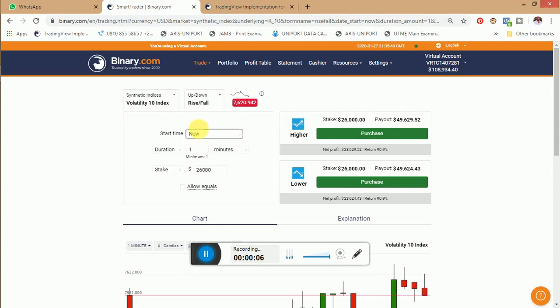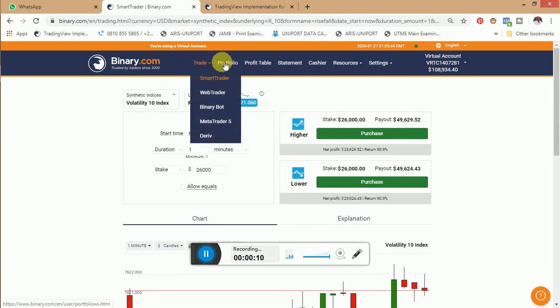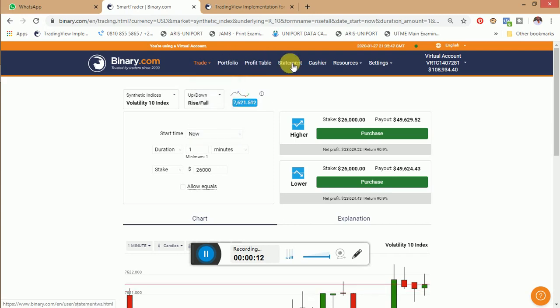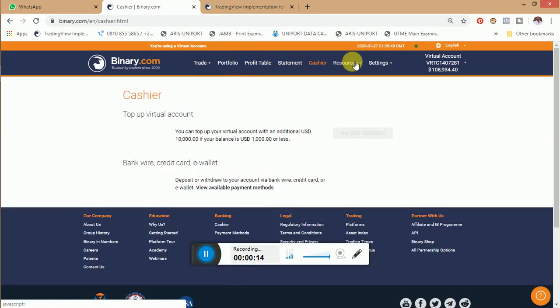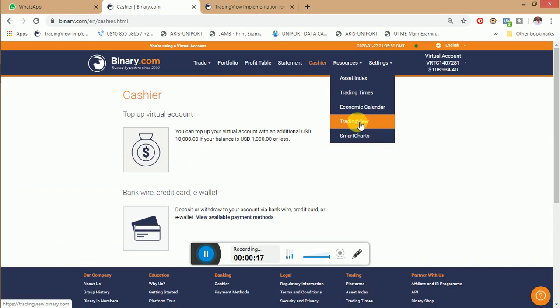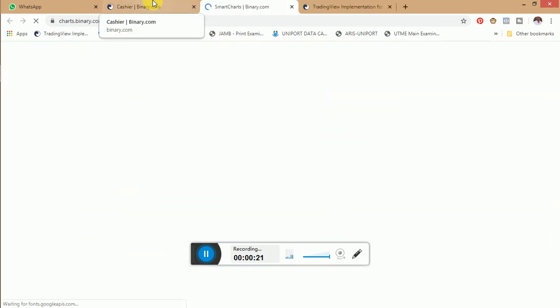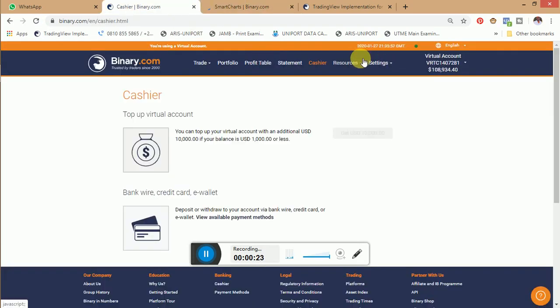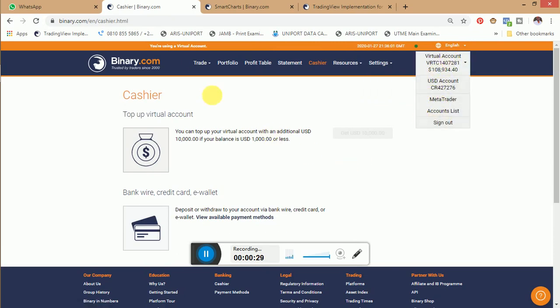Right. On the desktop view, this is how this whole thing looks. You have your trade here, your portfolio, your profit table, your statement, your cashier, and your resources, where you access your trading view, your smart chart from. Let me just open this smart chart and show you how it looks. Then your settings, all this one, then your switch and all the rest.